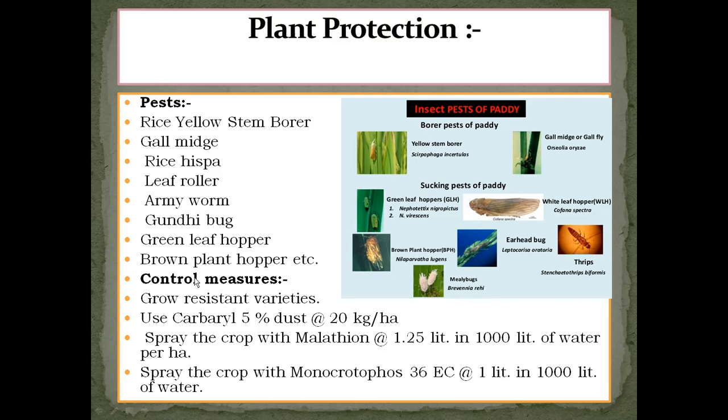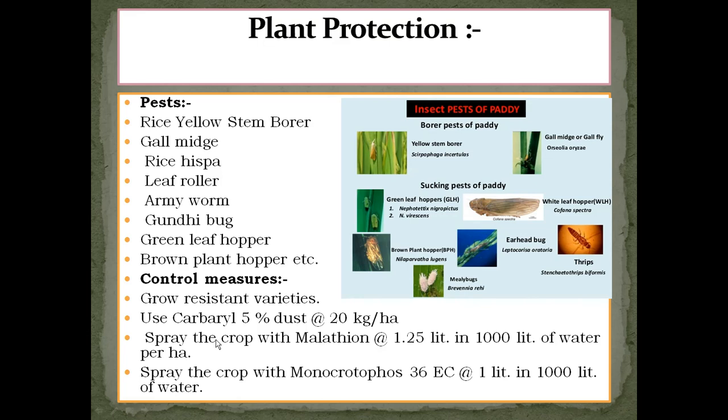Then also spray the crop with malathion at the rate of 1.25 liter in 1000 liter of water. Then spray the crop with monocrotophos 36 EC at the rate of 1 liter in 1000 liter of water. Along with these, all the infected plant parts should be collected and destroyed properly.